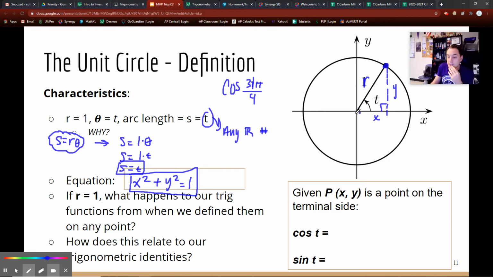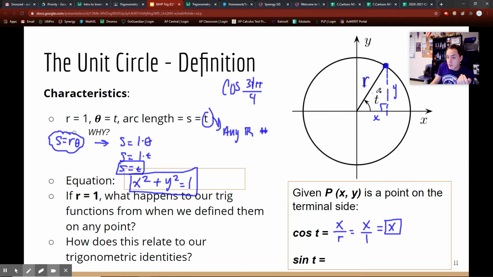If I want to now find what cosine of t is, what is cosine of t? Well, cosine of t is x all over r. But if my r is 1, that means my radius is 1 on this circle. That means it's just x all over 1, which just equals x. Right? So that means cosine is just my x. And then sine would be y.